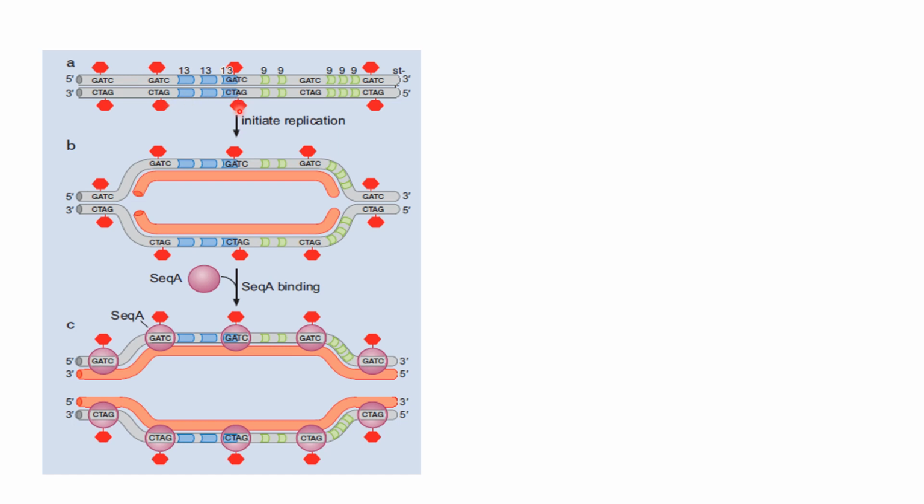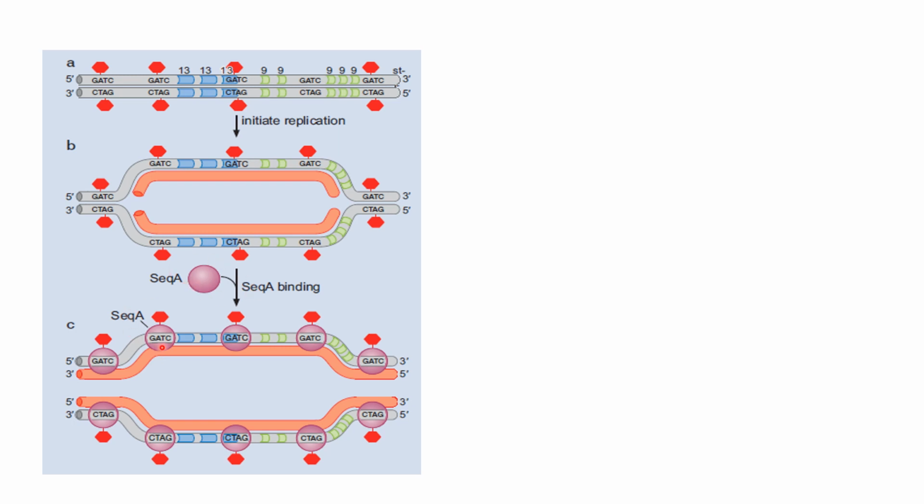So you can see both of these DNA strands are methylated. And once the replication initiates, you see this replication bubble is formed and the new strand is formed. Now, this new strand will not be methylated yet. So here only one strand is methylated, not the other one. This hemimethylated state, as we call it, provides a landing platform for another protein, SeqA, which will come and bind to these hemimethylated sites.